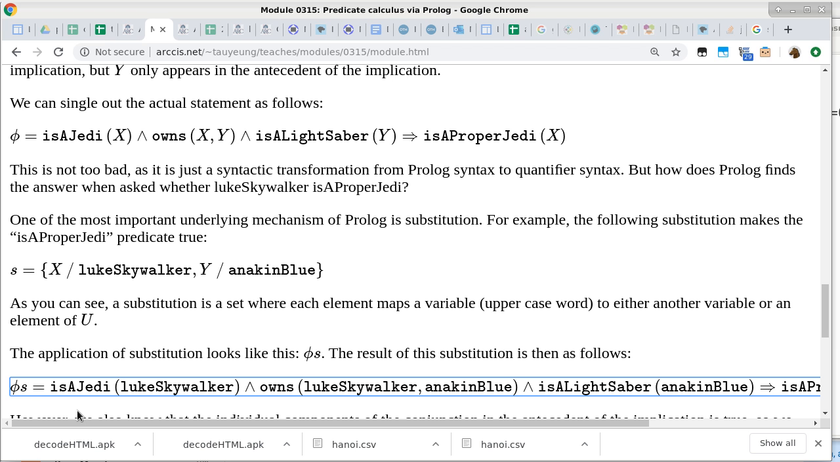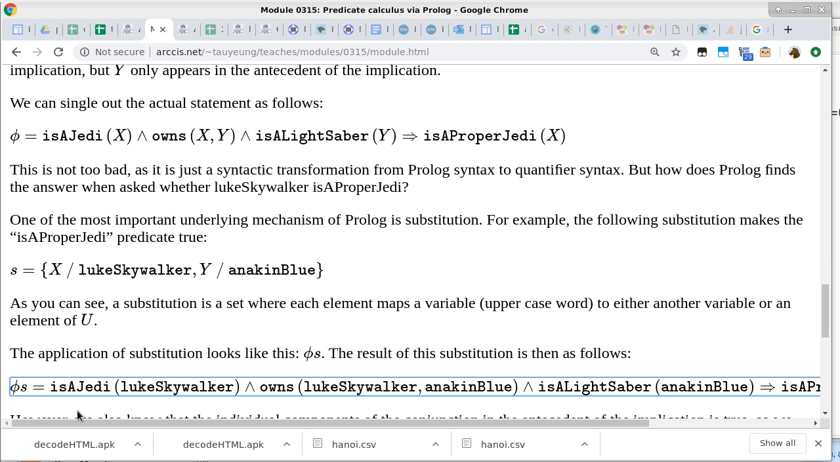So you can imagine if your universe is really big, then we can potentially have a lot of different substitutions that are applicable to a particular statement. And Prolog has the engine to try all the possible combinations. And that's why it can find the answer for you.